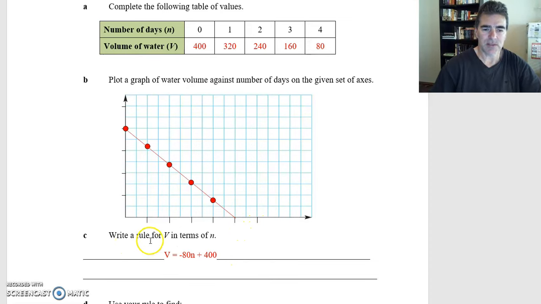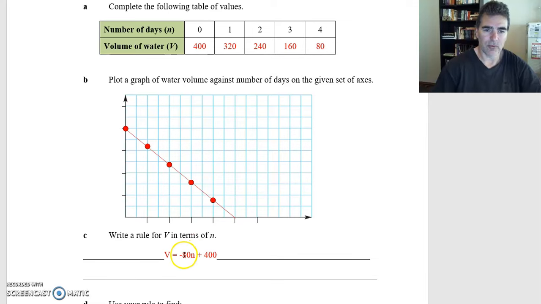Okay, so part C, let's write the rule. This is where a lot of people get stuck. Well, the numbers are going down by 80, so that's my gradient. It's going down 80 and running 1. Down 80, running 1. So my gradient, my rise over run, is negative 80, which means it's going down. And to start off with, my vertical intercept or my y-intercept is 400, so I've got my plus 400.